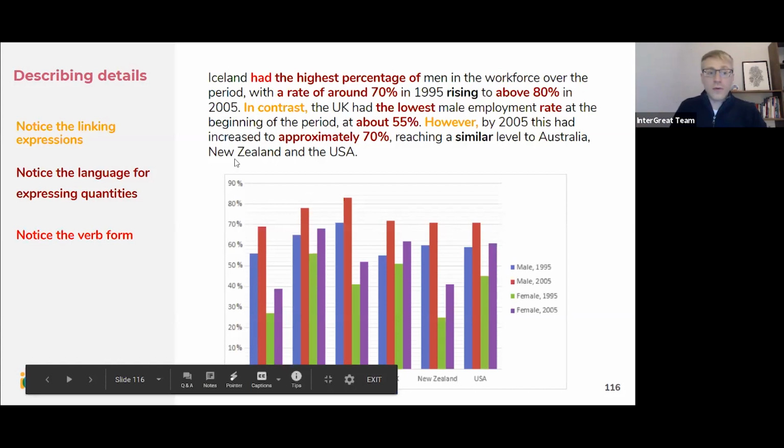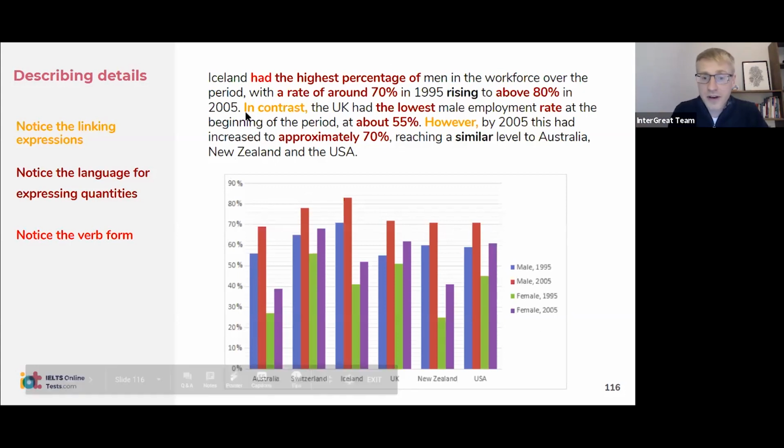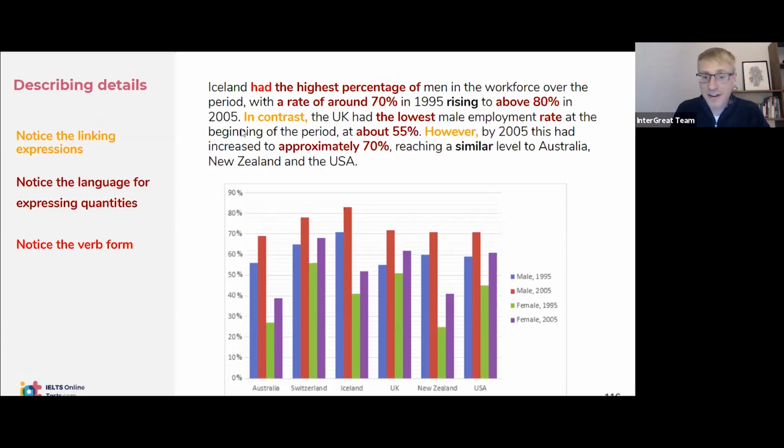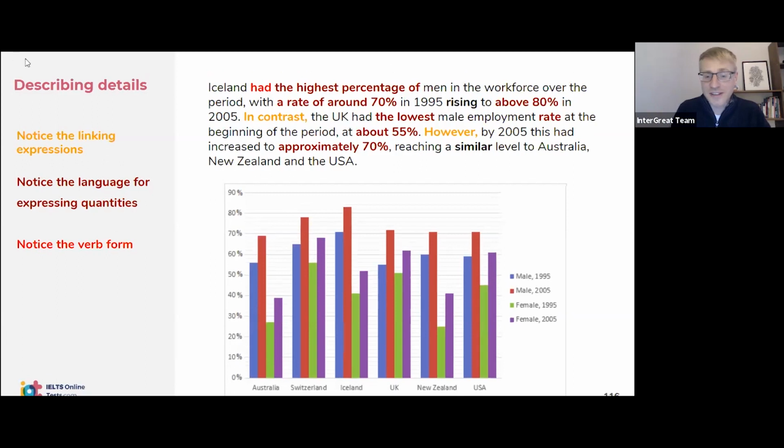Okay. We've also got the verb form here. Sometimes it's impossible to describe everything, okay? So don't worry about describing everything, just focus on the main features. Looking at the verb form, what tense are we using here? We've got Iceland had for the main verb. This is past simple.